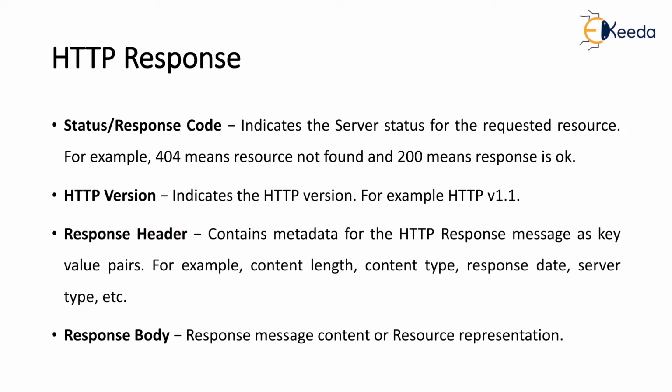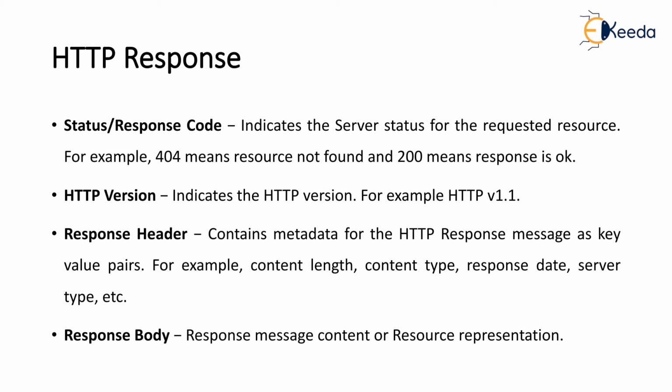The response code indicates the server status for the requested resource. For example, the HTTP response covers four important things: status or response code, HTTP version, response header, and response body. Here the status or response code indicates the server status for the requested resource. If the client sends a particular request to the server, the server has to return back the status for that particular request.